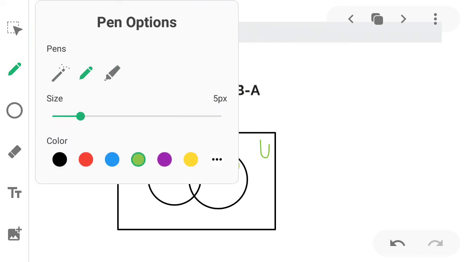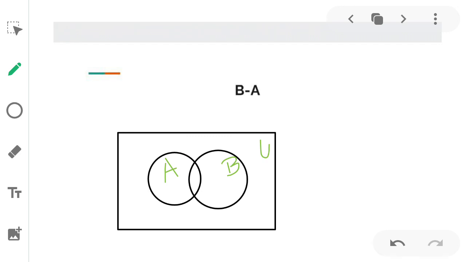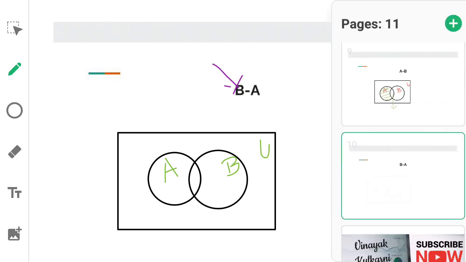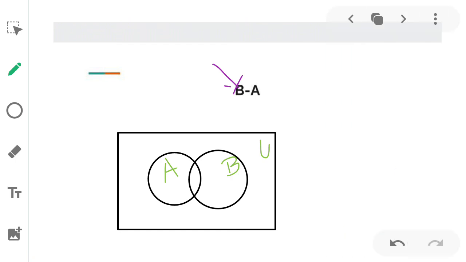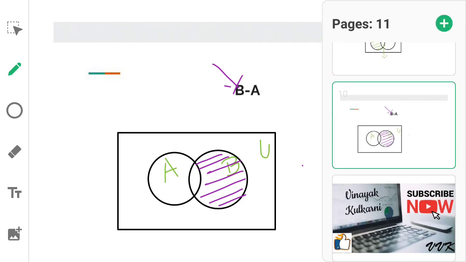What I want to represent, again I will apply the definition: the unique elements of B which are not part of A. Whenever I calculate B minus A, I will concentrate on B. Whenever I calculate A minus B, I am concentrating on A. In this case I am concentrating on B minus A. So here I will highlight this area. This will represent the unique elements of B. So that is the answer for B minus A.